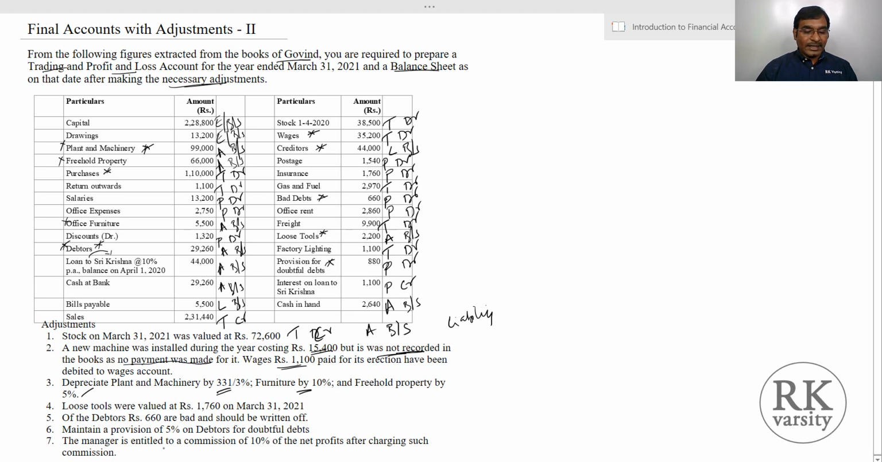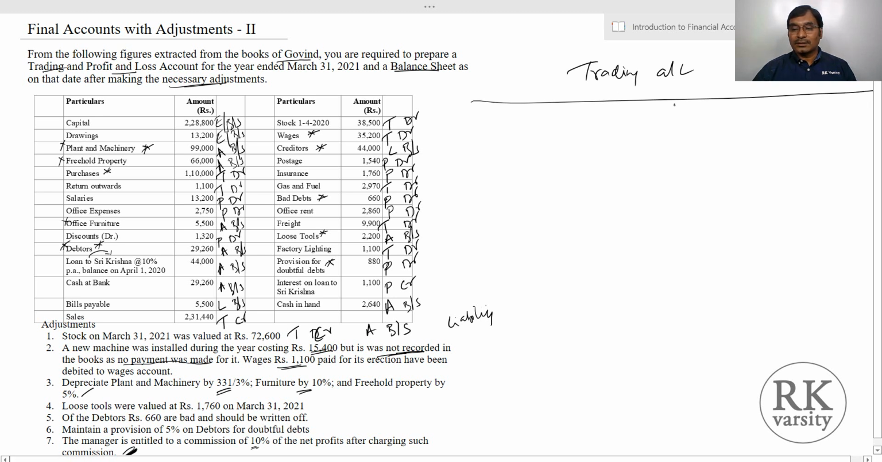Then the manager is entitled to a commission of 10% on the profit after charging such commission. So that means the profit you derive should be adjusted with the commission amount paid. Now, based on these values, we first calculate the trading account of Mr. Govind, and we'll write a debit side and credit side.